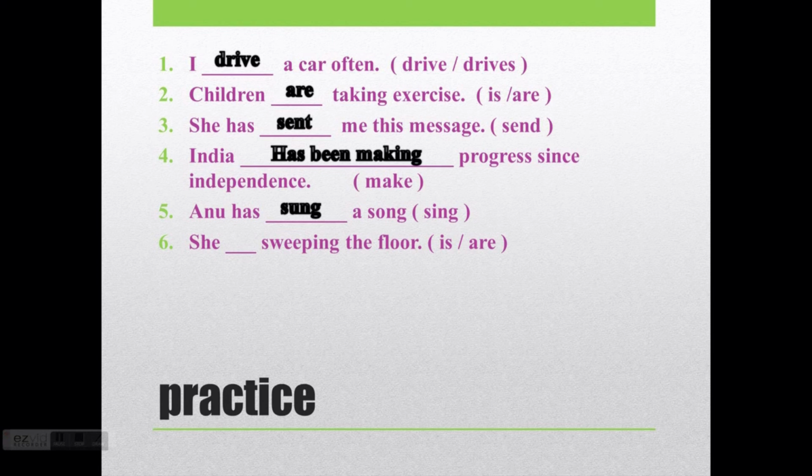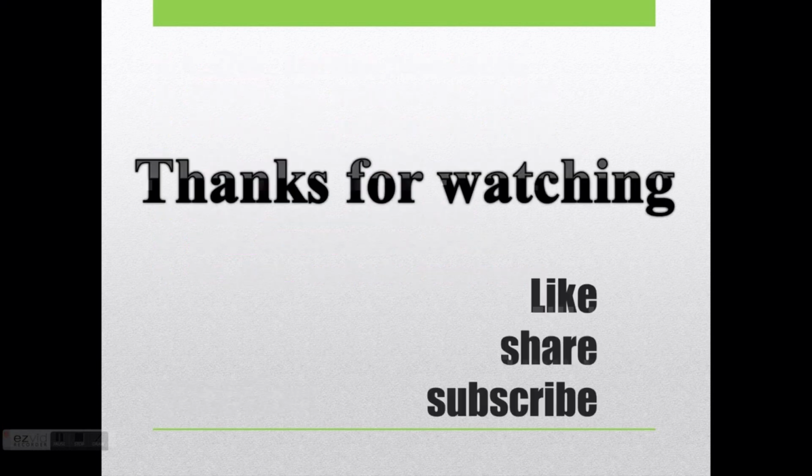She dash sweeping the floor. It is in present continuous tense. So we should use is here. She is sweeping the floor because she is a singular subject. We dash to God daily. Here we is a plural subject. So what should we use? Pray or prays? Yeah, pray. We pray to God daily, because if it is a plural subject, we should not add s to the verb.